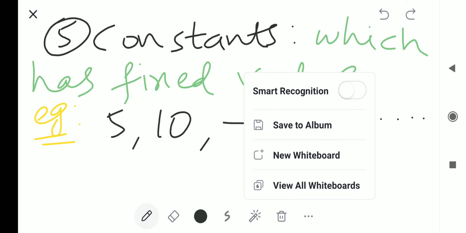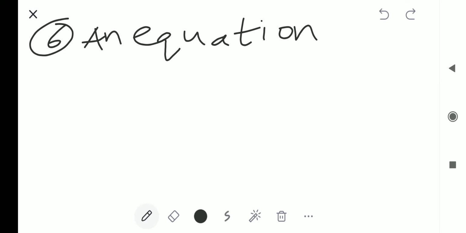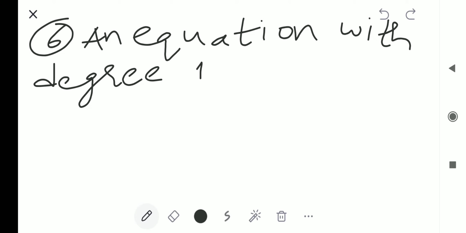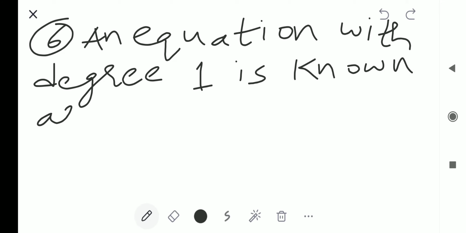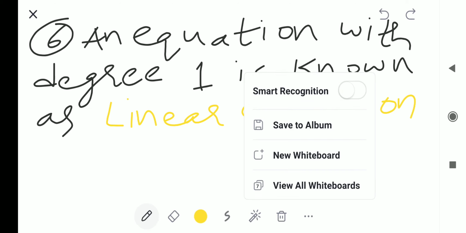Now, coming to point number 6, an equation with degree 1. An equation with degree 1 is known as a linear equation. Okay, children?